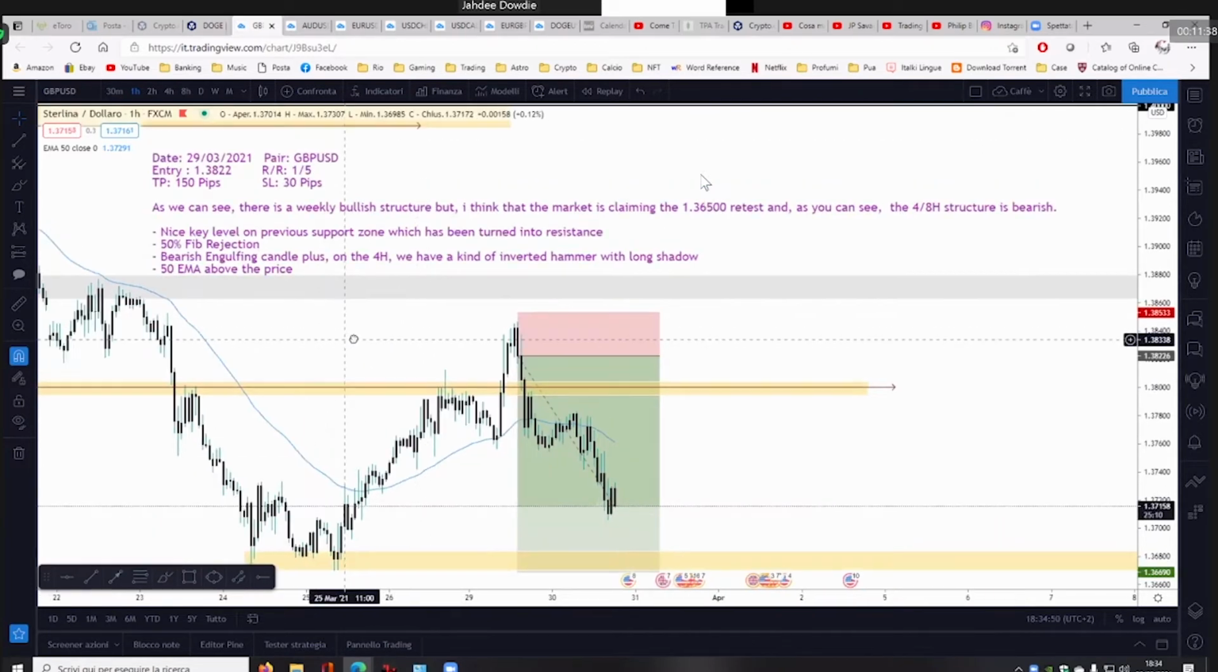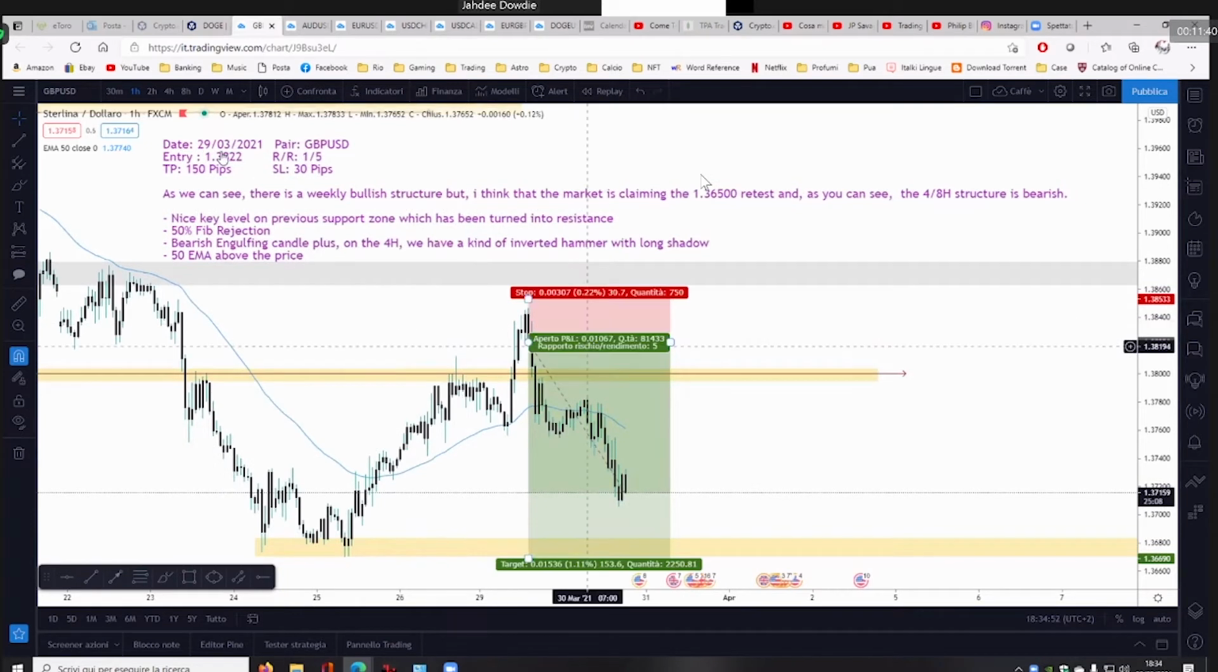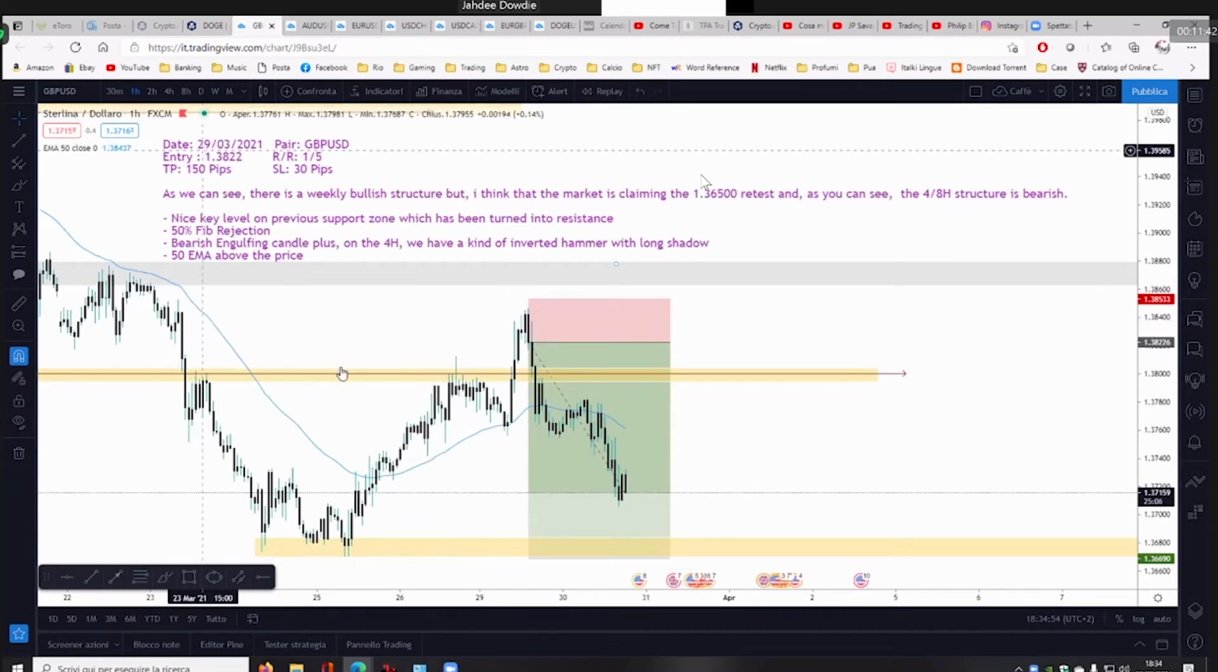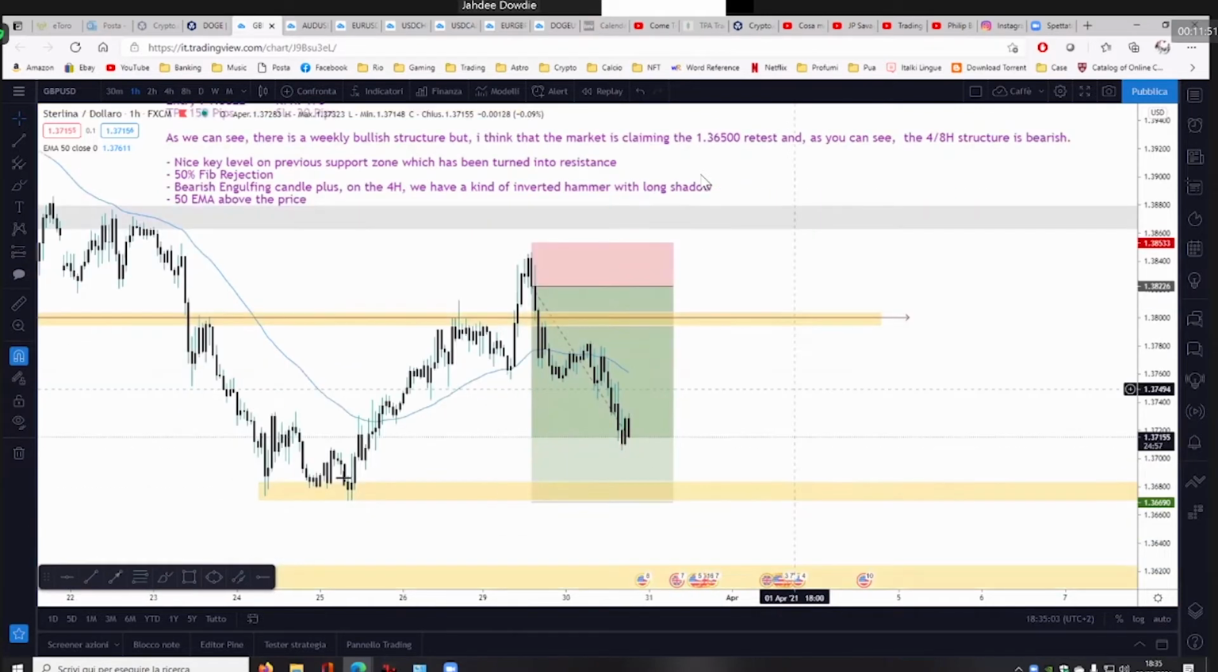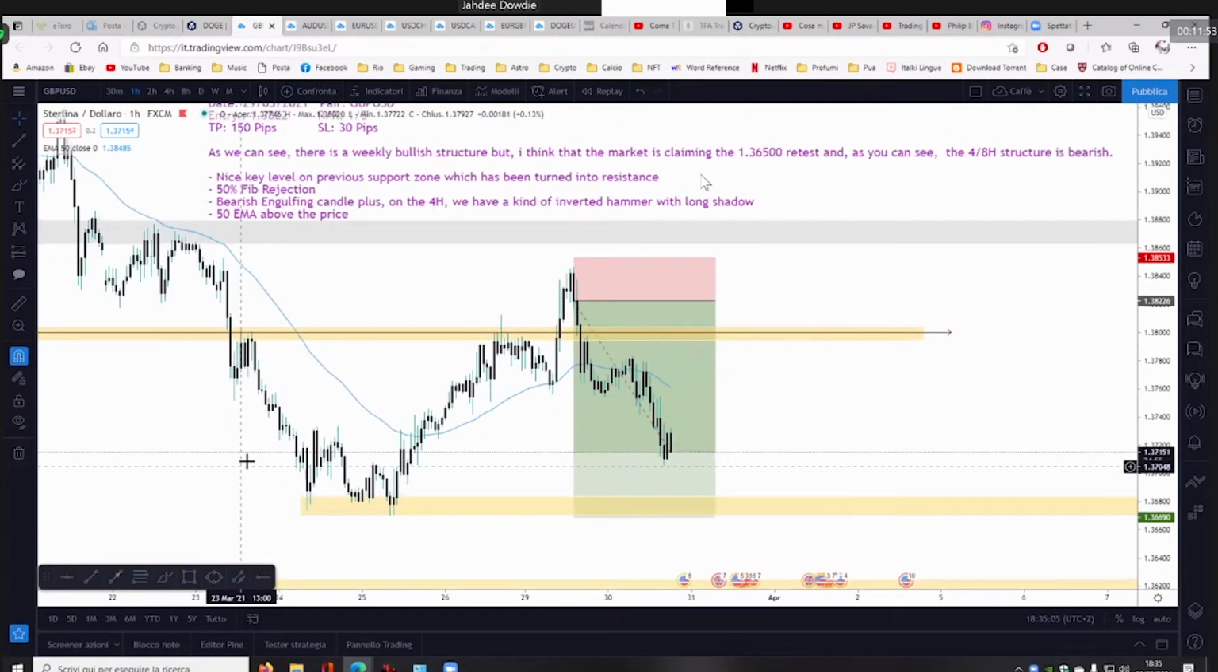This one is a trade that I took yesterday. Nice. Fortunately, it's really in profit. It's a 1 to 5 risk reward on the GBP USD.